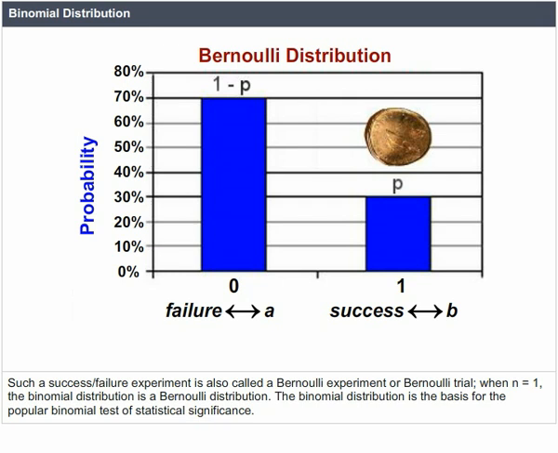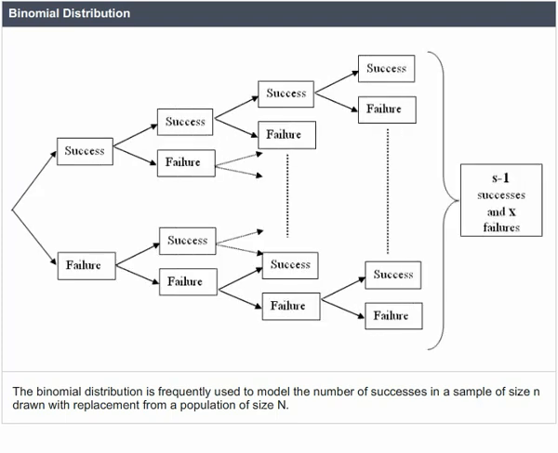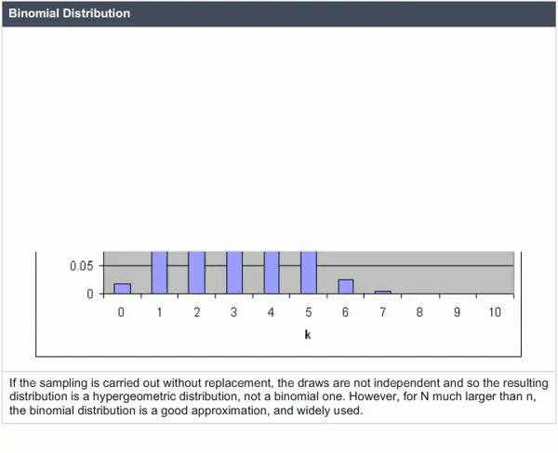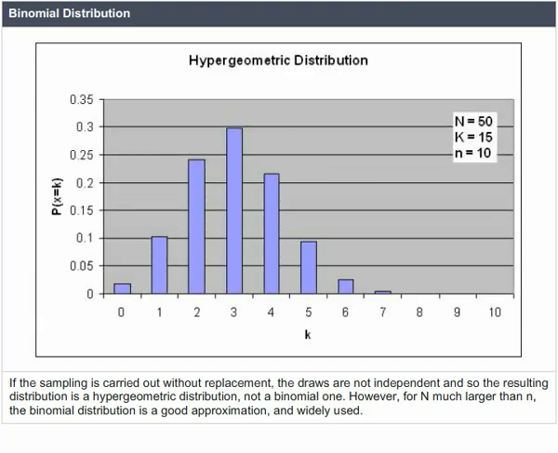The binomial distribution is frequently used to model the number of successes in a sample of size n, drawn with replacement from a population of size N. If the sampling is carried out without replacement, the draws are not independent, and so the resulting distribution is a hypergeometric distribution, not a binomial one. However, for N much larger than n, the binomial distribution is a good approximation and widely used.